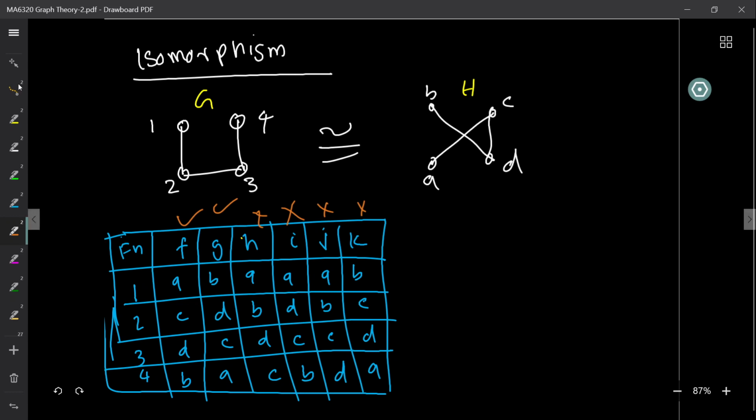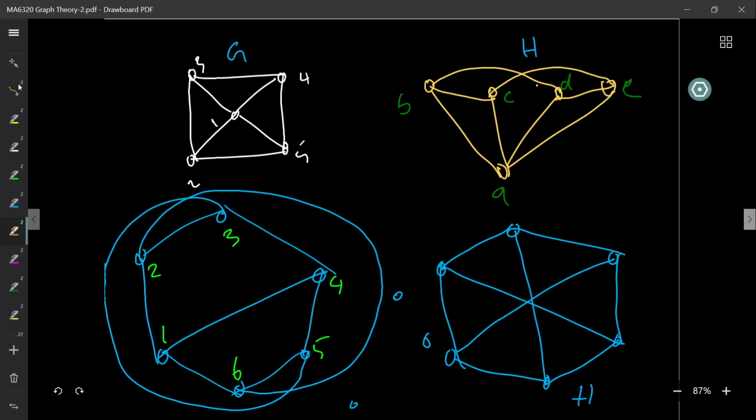Okay. Here is another example, right? So we have this graph G and graph H. And then you can ask whether there is an isomorphism from G to H. So what do you think? Is there an isomorphism from G to H or not?